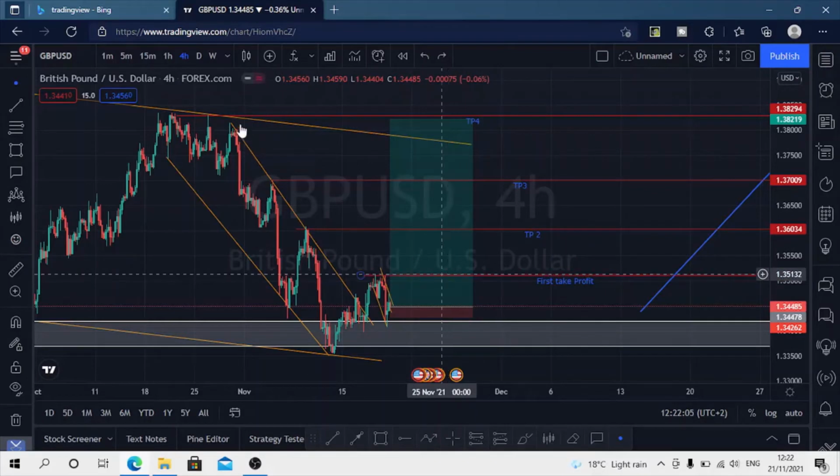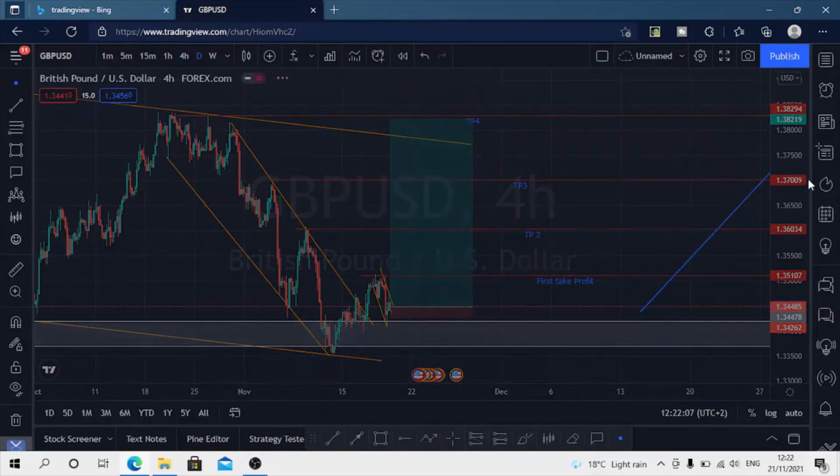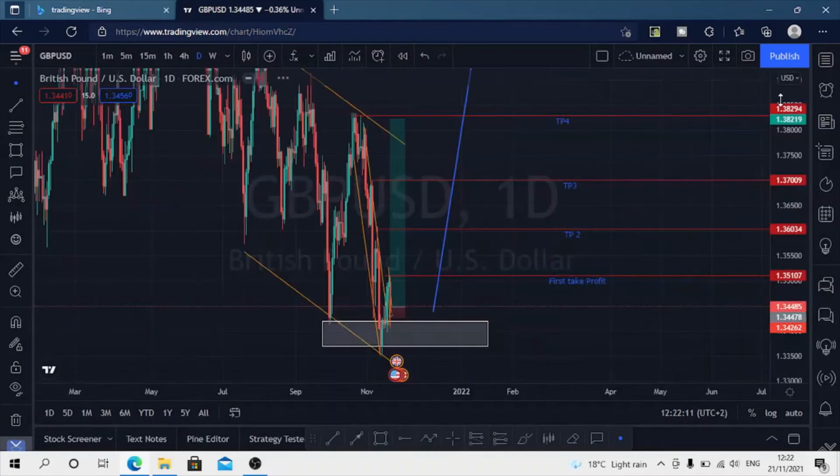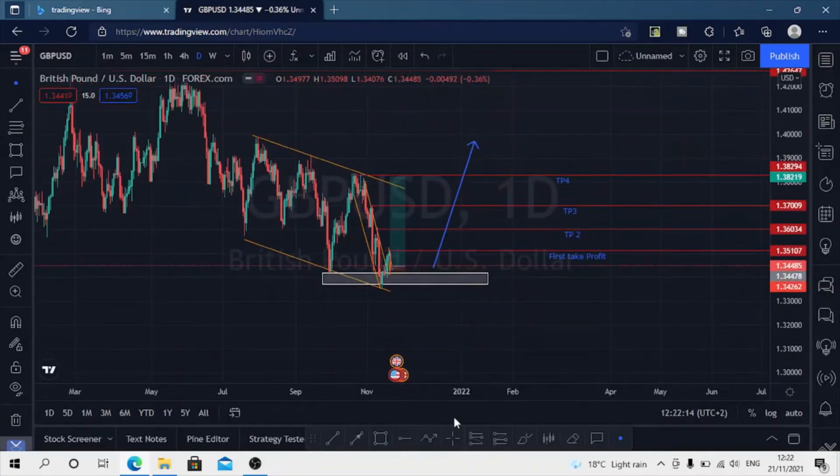But so far, we have these levels as our first take profit, second take profit, fourth take profit. But overall, we do know that the market is going to want to shoot all the way up here, because this is our 90% rule.